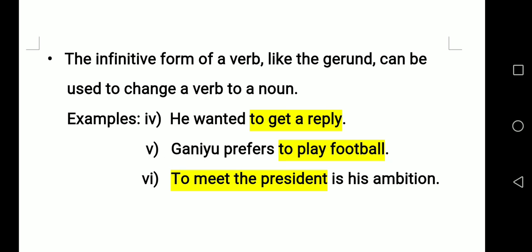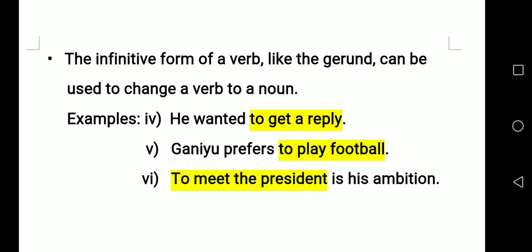Remember we said to with infinitive. If it begins a clause, then that clause is a noun clause. To meet the president. This is a noun clause and it's the subject of the verb is. What is his ambition? To meet the president is his ambition. Note that the infinitive of the subject noun clause still takes an object like a transitive verb.